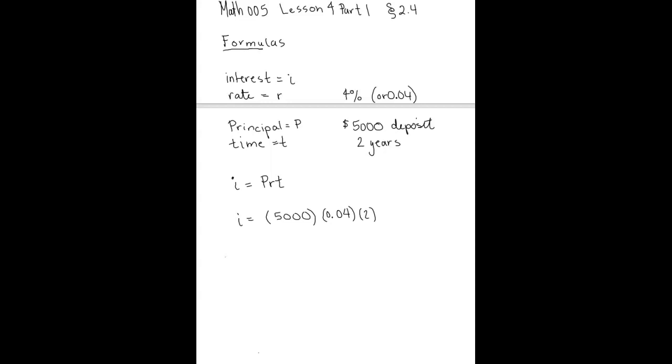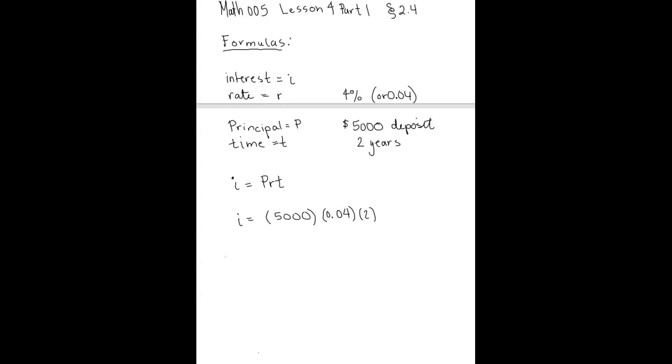Formulas are basically ideas that you can take and you can plug numbers in and you'll get a certain value or a certain piece of information back out. And in this particular case, we're looking at interest. We have an interest amount, we have an interest rate, we have the amount that's deposited, which is called a principal, and then we have how long it's left to accrue interest, which is the time. And the formula for that is I equals P times R times T.